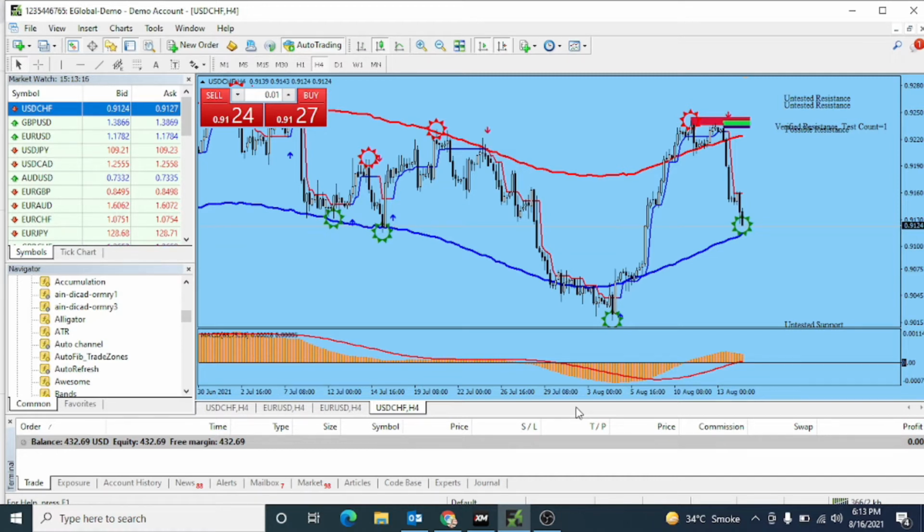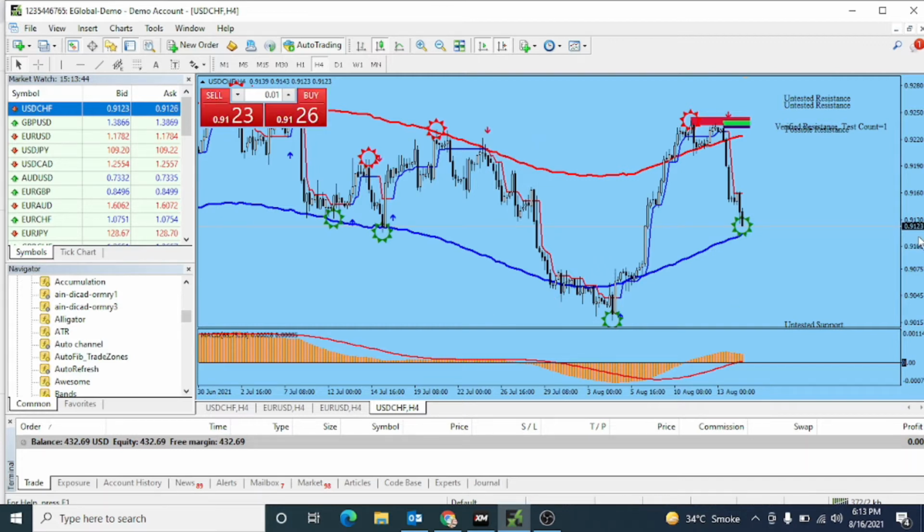But I have a very good Forex indicator. If you attach this indicator to the chart, automatically this best indicator will draw the verified resistance levels, verified support levels, and untested resistance and support levels. So today the topic is support and resistance levels, and I will teach you how you can trade manually and follow the support and resistance levels properly.